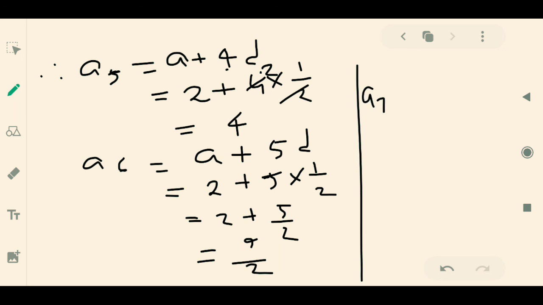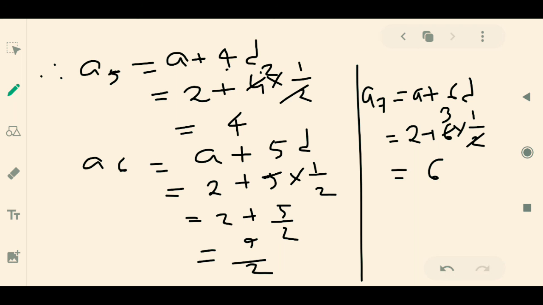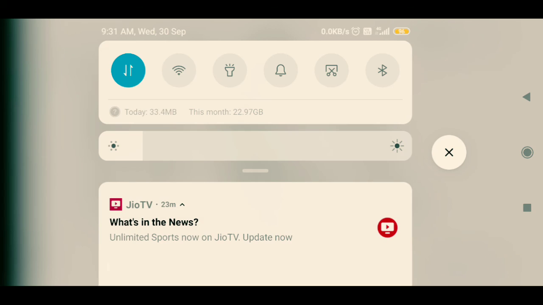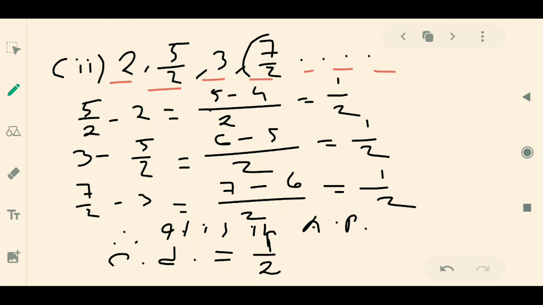And A7 will be A plus 6D. This will be 2 plus 6 into half. Cancellation can be done, it is 6. So these are the 3 more terms. And 3 more terms we can also find like this: the 4th term is 7 by 2, so if you add 1 by 2, you will get the next term. Then whatever term you get, again add the common difference, you will get the next one. Like this also we can do.